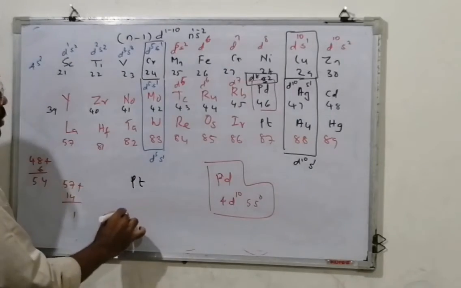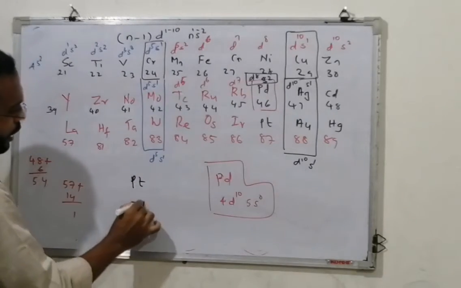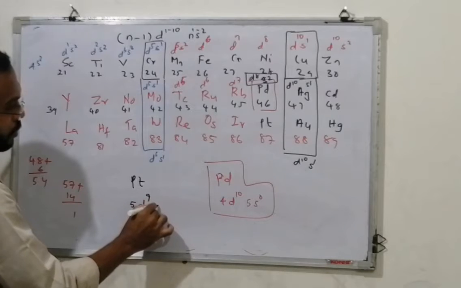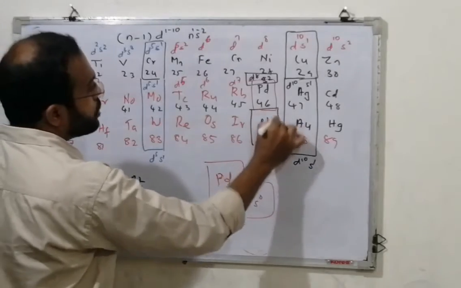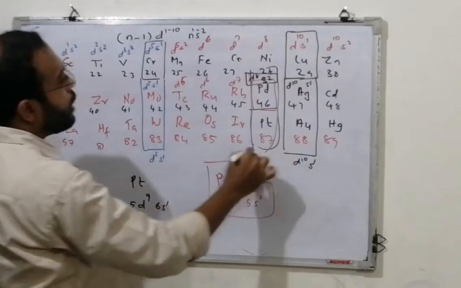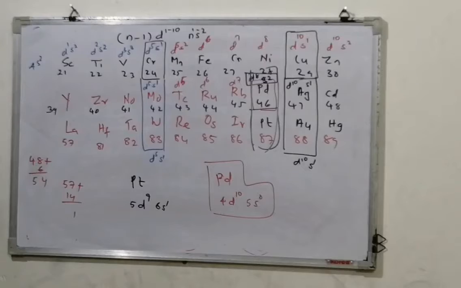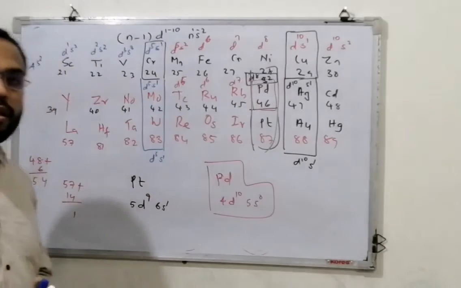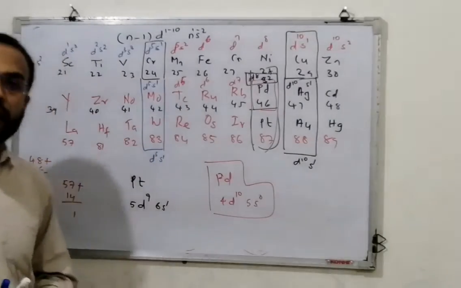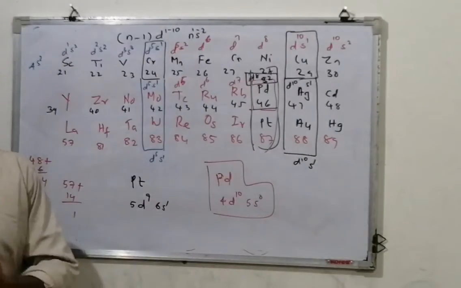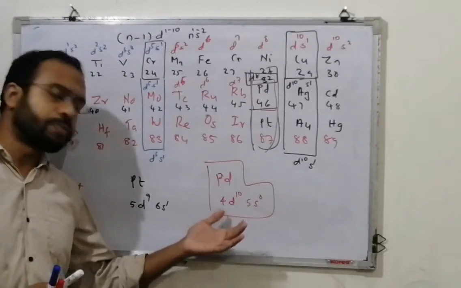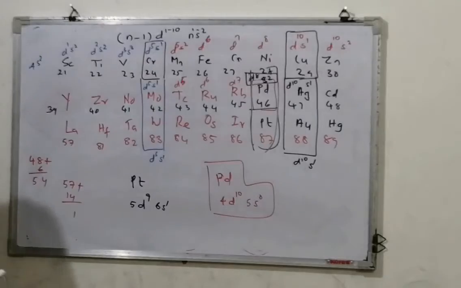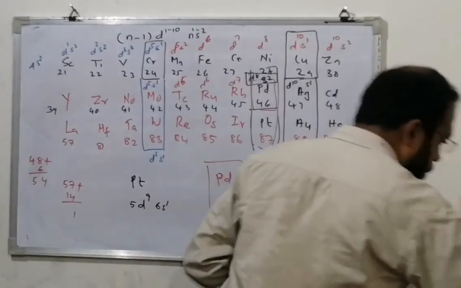Platinum is 5d9 6s1. Platinum also shows an exceptional electronic configuration. Therefore, palladium and platinum show exceptional electronic configuration. Please be careful: when we discuss coordination compounds, some special types of coordination compounds will be shown by palladium and platinum because of this exceptional electronic configuration. This is all about the electronic configuration.